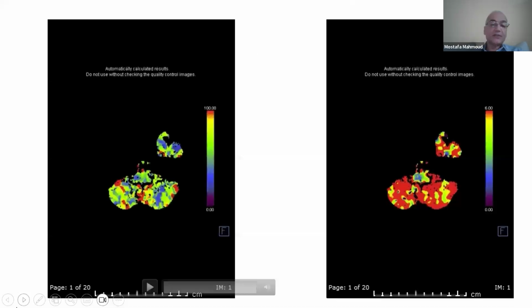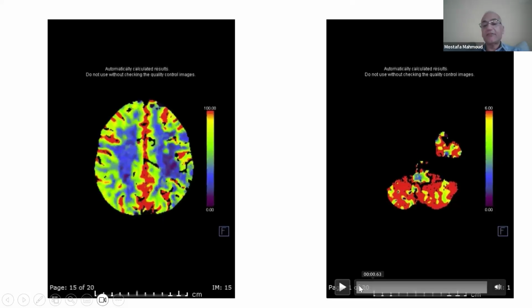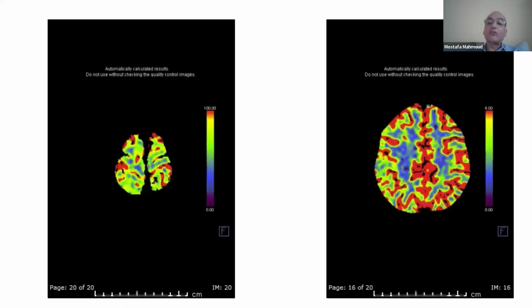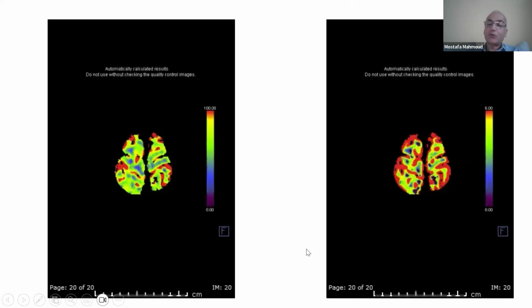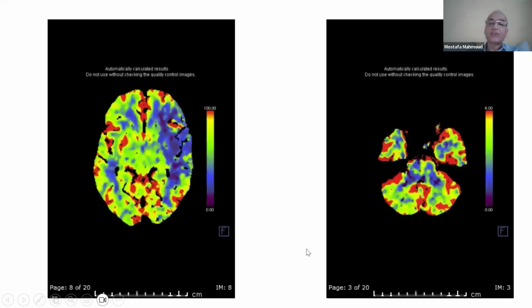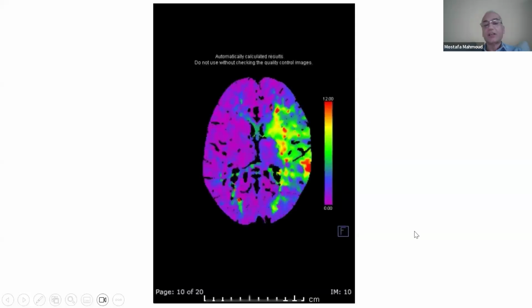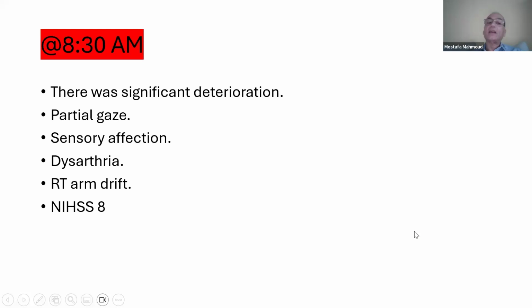And here is the CTP, CBF, CBV, mismatch, but NIH of 3. So we are not treating images. Tmax high, but we are still at a very low NIH of 3. At 8:30 a.m., there was significant deterioration: partial gaze, sensory affection, dysarthria, NIH of 8, right arm drift.